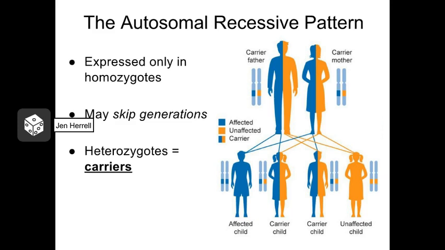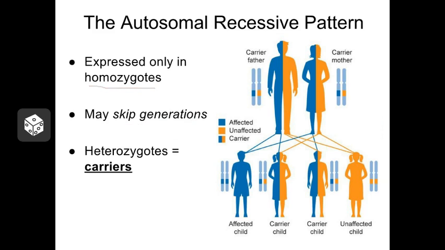While dominant alleles tend to show up in every generation of a family, recessive alleles are quite a bit sneakier. Recessive alleles can skip generations. Now, why is that? Well, it's because the recessive allele is only physically expressed in homozygotes. So that means that an individual has to inherit it from both parents in order for it to physically show up, in order for them to have that phenotype.